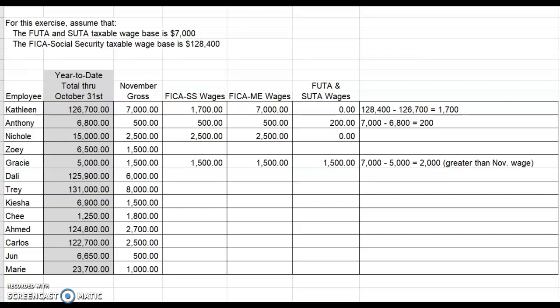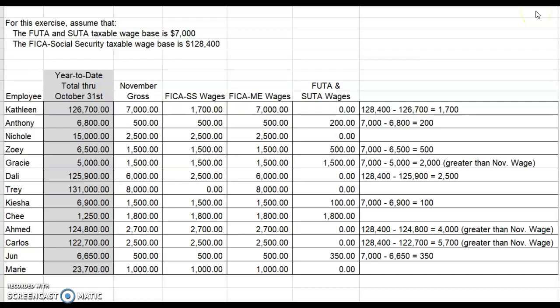Please pause this video and finish the worksheet for the rest of the employees. When you're done, start the video again to check your answers. Did you get them all right? If any of your answers do not agree with mine, please pause the video and examine my calculations to see if you can spot and fix your error.